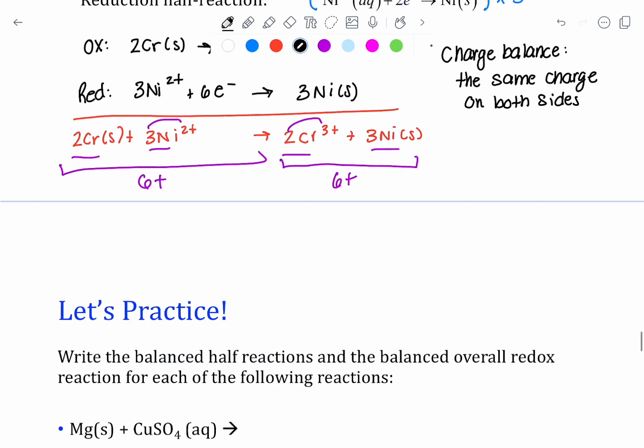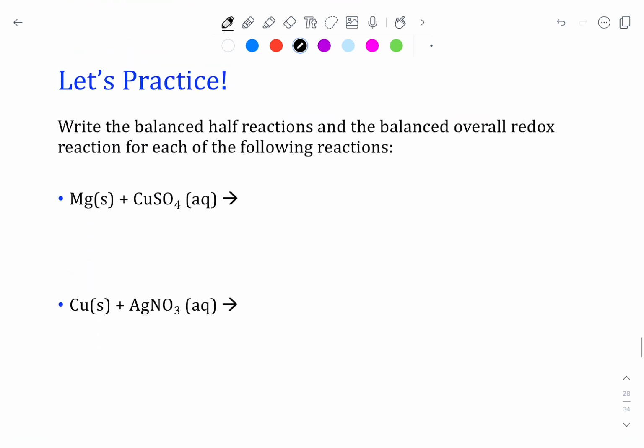Okay, so let's practice this. We want to write the balanced half reactions and the balanced overall redox reaction for the following reactions. For this first one, we're able to predict our products. Our second one is a little bit trickier, so I'll give us a little shortcut there.